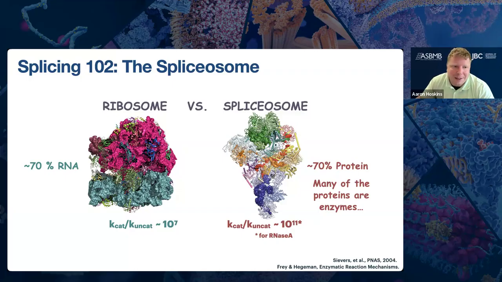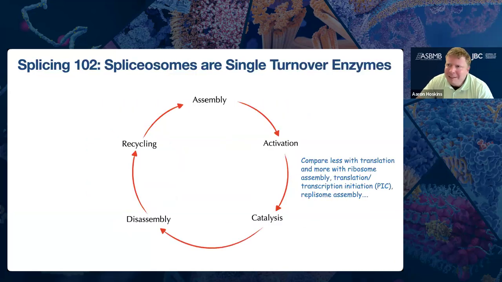I always like to needle the people in translation by pointing out the spliceosome is actually, I think, a better catalyst, and so the rate acceleration for phosphodiester bond hydrolysis is quite high in splicing compared to amide bond formation in the ribosome. Spliceosomes are single turnover enzymes. With ribosomes, you get on a message and you translate and make many, many amide bonds to complete the translation of a full protein. A spliceosome gets on a nascent transcript, it does one splicing reaction, and then it all falls apart and has to be removed from the transcript.